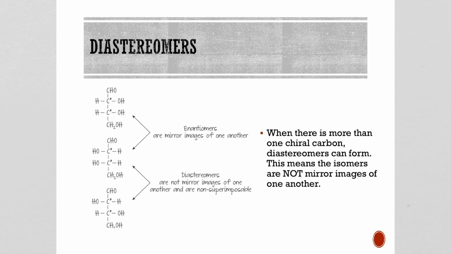Our final concept is diastereomers. When there's more than one chiral carbon in a molecule, you can form enantiomers, which are mirror images of one another, but you can also form diastereomers, which are not mirror images of one another. So they are not superimposable either.